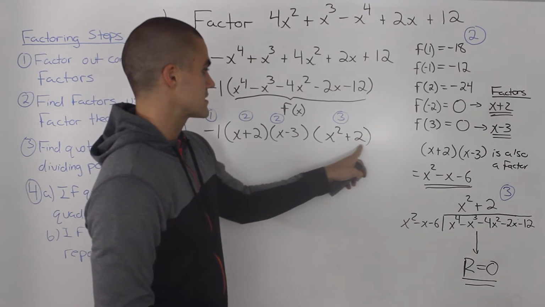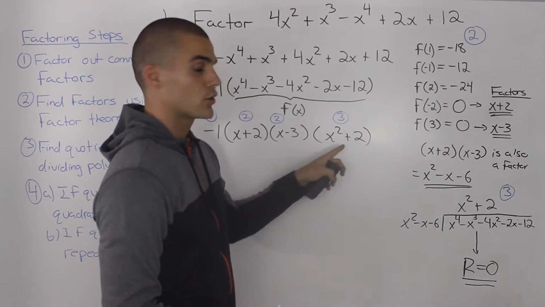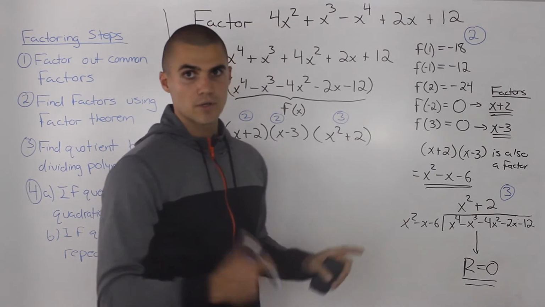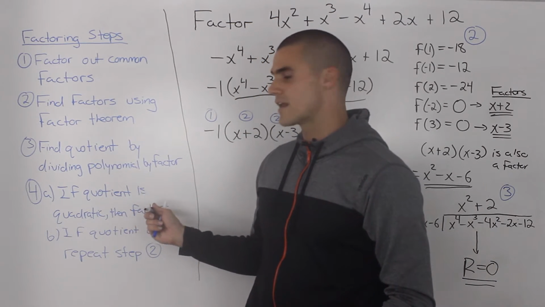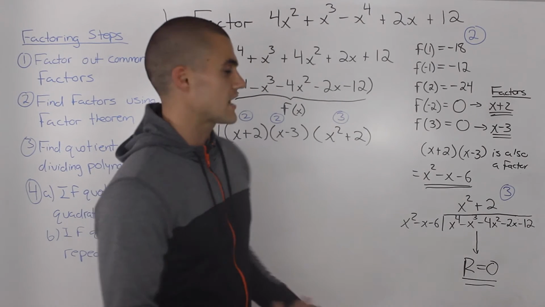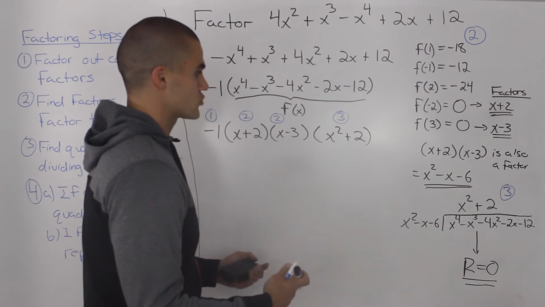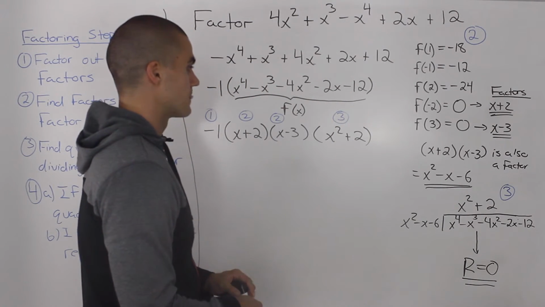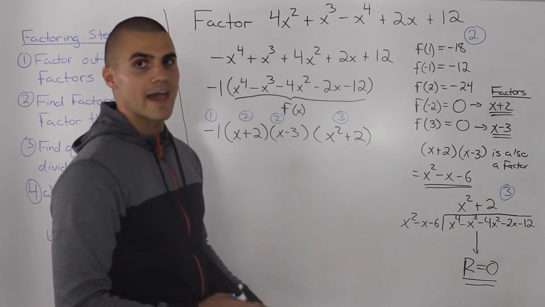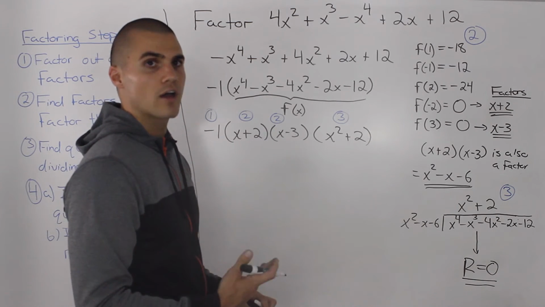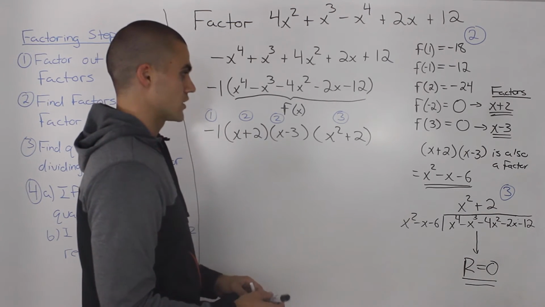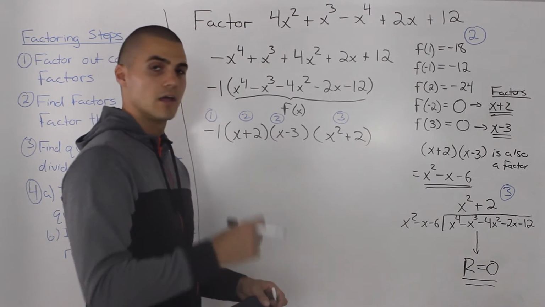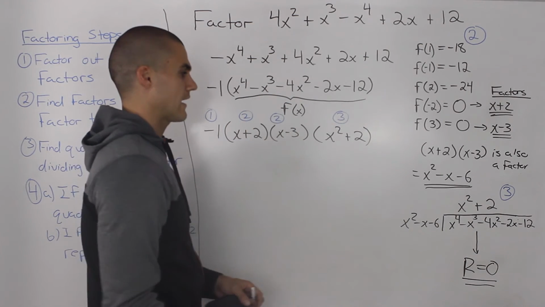We have this polynomial remaining to factor. So we go to step 4. And it says that if the quotient is a quadratic, then we can factor it using techniques we already know, quadratic formula, decomposition, etc. However, in this case, x squared plus 2 is not factorable. You can't factor x squared plus 2. There are no roots for it. You could try to put it in the quadratic formula, but the square root part will be negative.